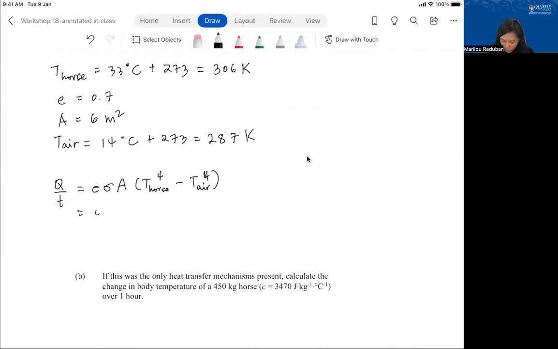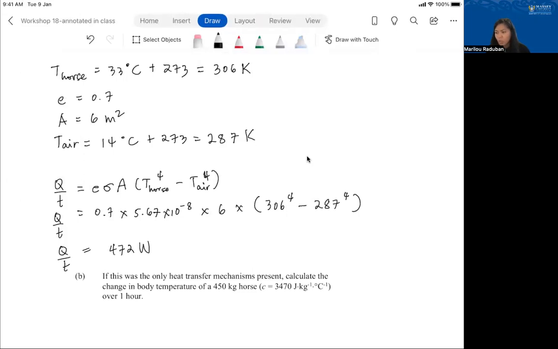Okay, emissivity is 0.7 times the Boltzmann constant, 5.67 times 10 to the minus 8 times the area is 6 times the temperature. So temperature of the horse, 306 raised to the power 4 minus temperature of the air, 287 raised to the power of 4. Okay, and hopefully by now you've figured out in your calculator how to do the exponent of 4, and you should get a rate of heat transfer of 472 watts.